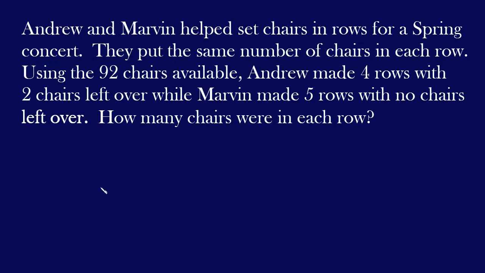So we have Andrew and Marvin, and they helped set chairs in rows for a spring concert. They put the same number of chairs in each row. Using the 92 chairs available, Andrew made 4 rows with 2 chairs left over, while Marvin made 5 rows with no chairs left over. How many chairs were in each row?